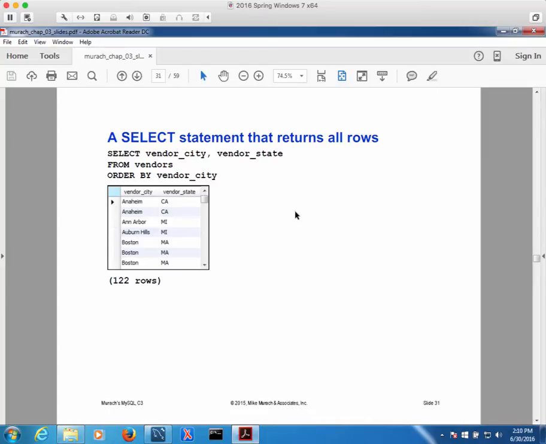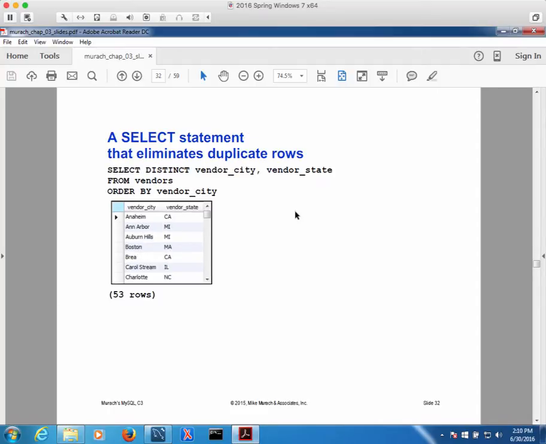Here's a select statement that returns all rows. Okay. And why does it return all rows? It does because we don't have a where clause. So the default, when we don't specify where, is that we're going to get all the rows. What if we wanted to eliminate duplicate rows? Well, we can say select distinct. If we put the distinct in, then it will eliminate duplicates.